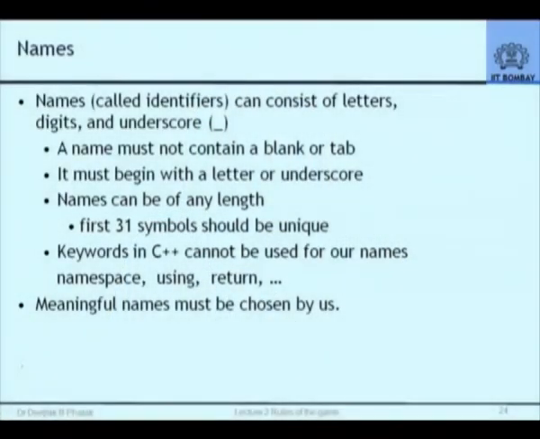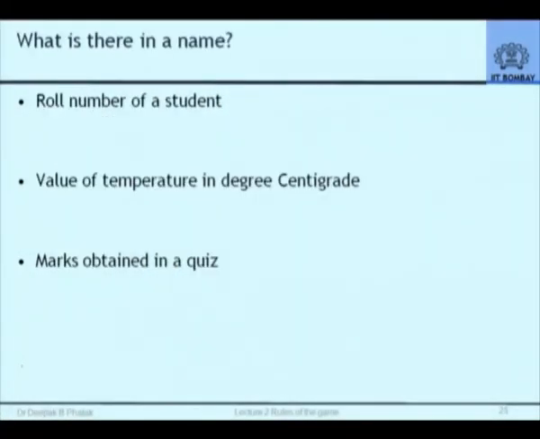So Kuhn's book is a prescribed book. You can read from Kuhn's book, or for that matter, you can read from any C++ book. But whatever I am including in the slides here, I'll just show you as a fast forward screen. How are names formed? What is there in a name?